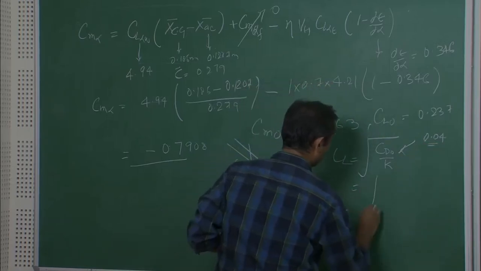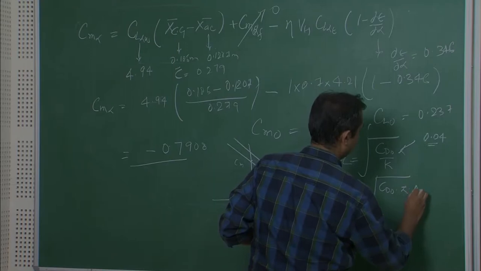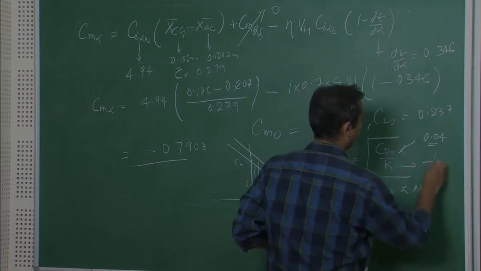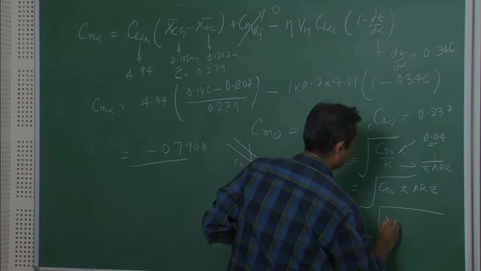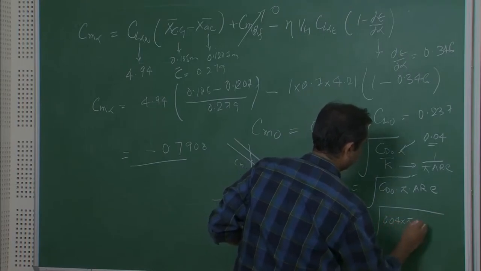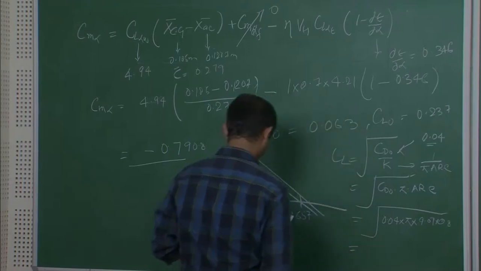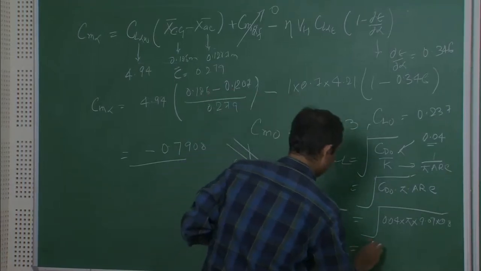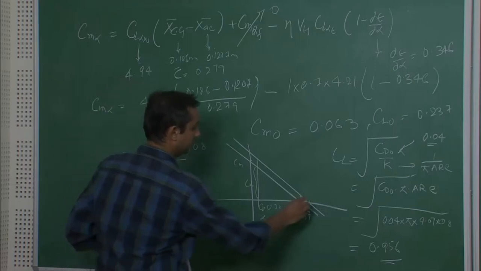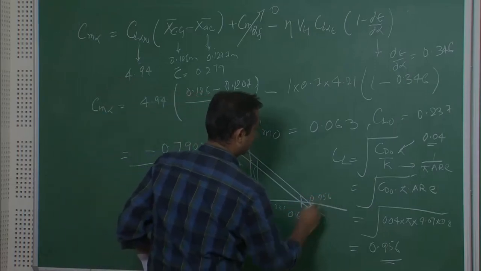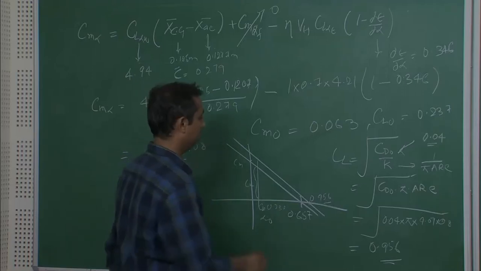Now, substituting this value, since K is 1 by pi aspect ratio into E, we will get CL equals root of 0.04 into pi, aspect ratio was 9.09, E we took as 0.8, that will be around 0.956. So, my new trim CL value is 0.956. I have to trim my aircraft at 0.956, and in order to do that, what will be the delta E trim required?